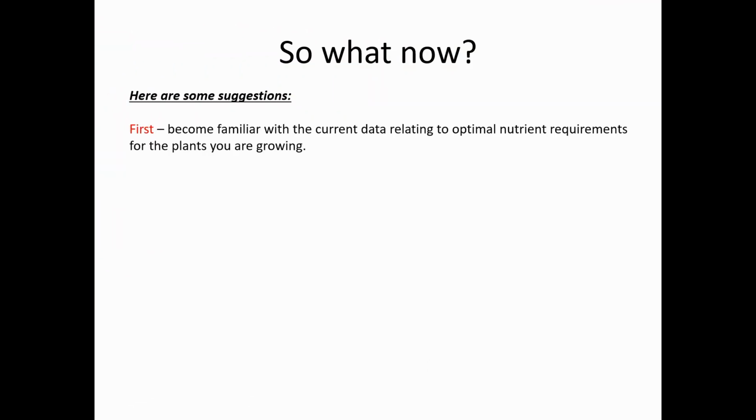So where do we go from here? As commercial growers, it's our job to be familiar with the current data relating to the optimal nutrient requirements for the plants we are growing and the life stage that those plants are in. We want to make sure that we choose a fertilizer that's based on that latest data, and that we're choosing a fertilizer meant to be used for the plants we are growing.